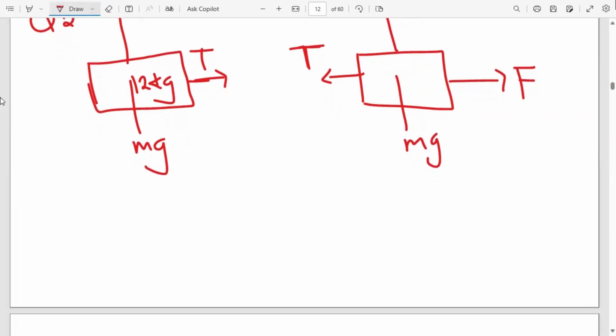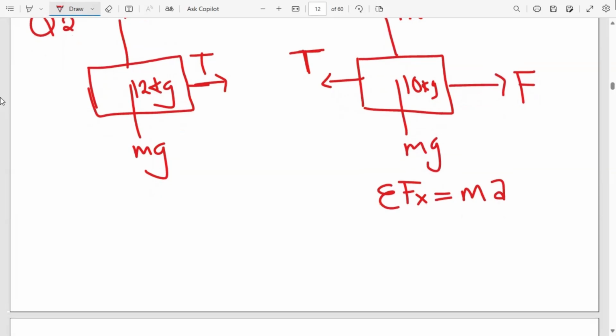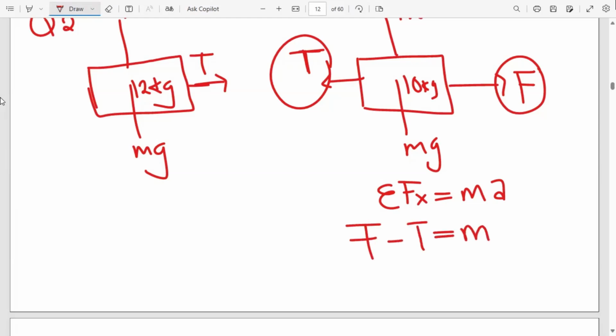So on each box, we're going to say the summation of forces on this 10 kilogram box, summation of forces in the x will be equal to what? Will be equal to mass multiplied by acceleration. We have this force which is in the direction of motion. Then there's the tension which is pointing in the opposite direction to the direction of motion, which means the tension here will act as a negative force. So we're going to say F minus T will be equal to mass multiplied by acceleration. The applied force minus tension will be equal to mass multiplied by acceleration.